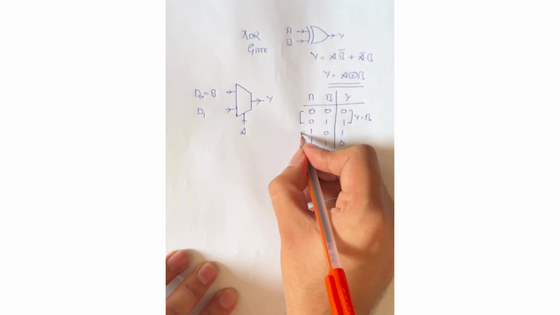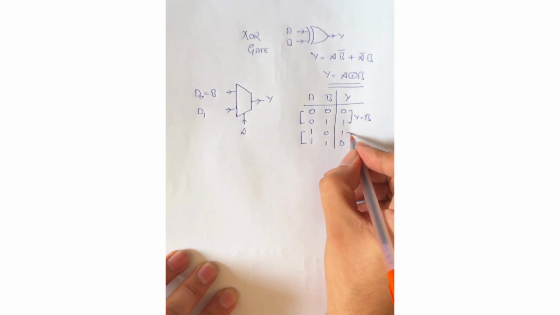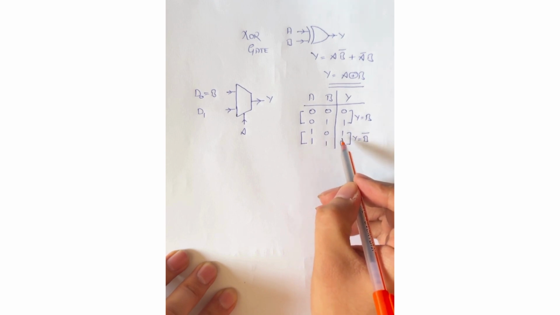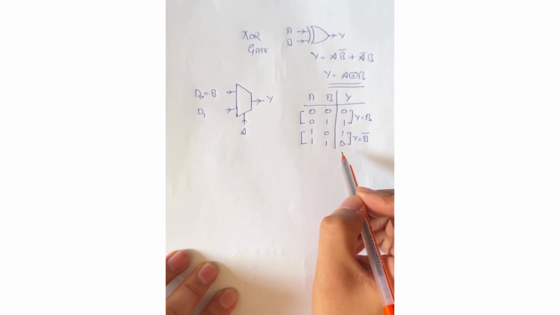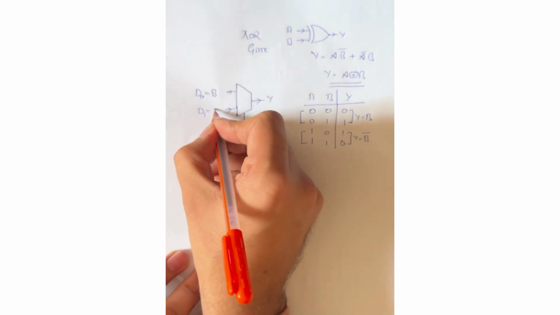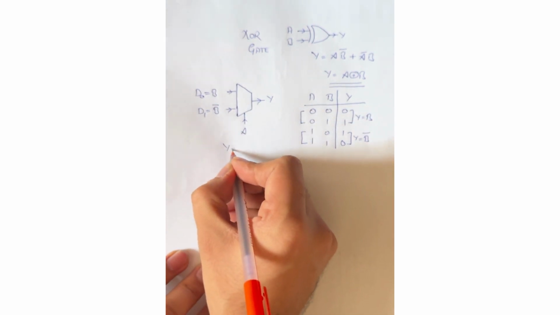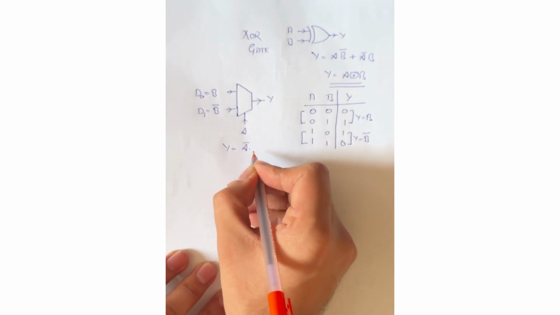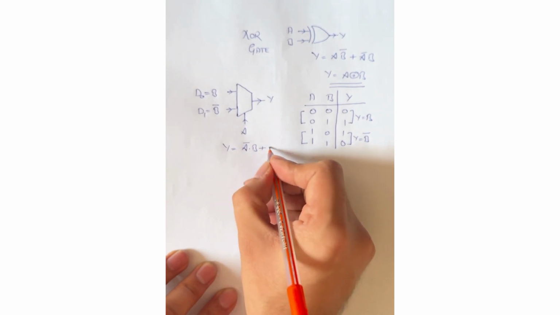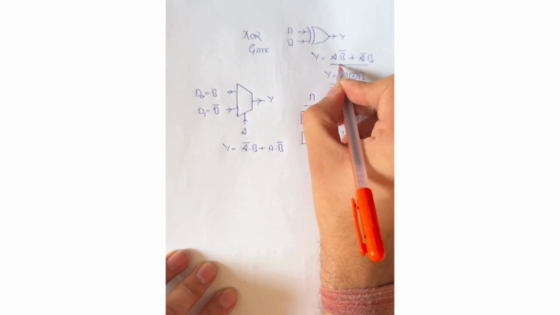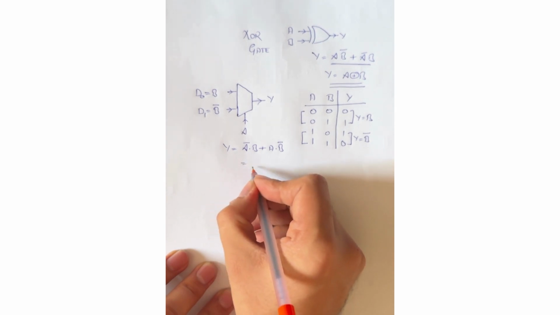Now if A is equal to 1, then Y becomes B bar, because if B is 0, Y is 1, and if B is 1, Y is 0. So this D1 becomes B bar. Now coming to the Boolean expression, Y equal to A bar into B plus A into B bar, which is basically an XOR gate.